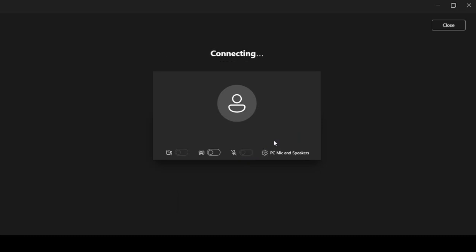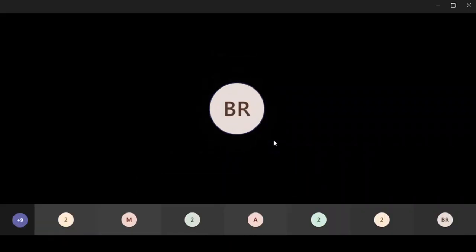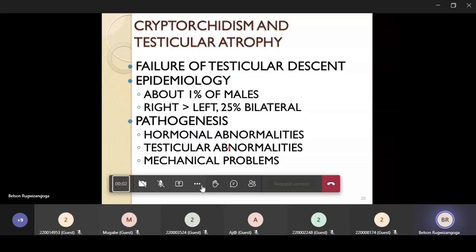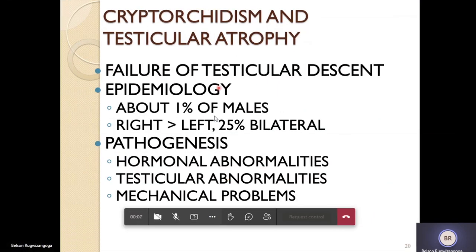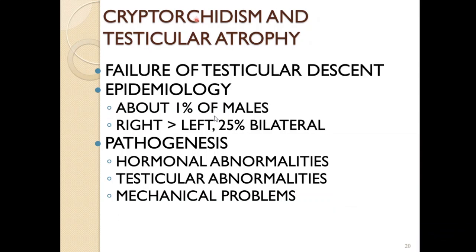Lesions and neoplasms. So the most common congenital malformation is CRYPTORCHIDISM. And the testicular atrophy. So crypto is a word which just means something hidden. Orchidism is something referring to the testis.